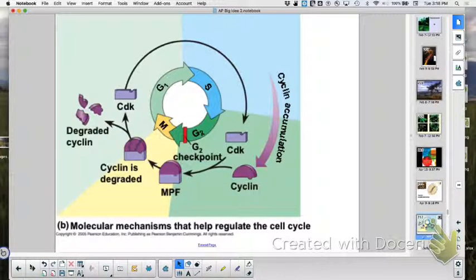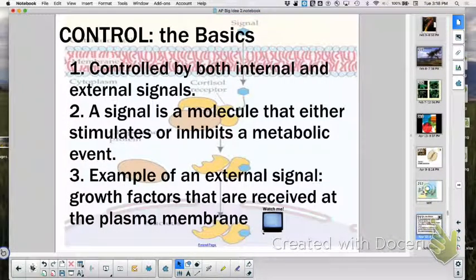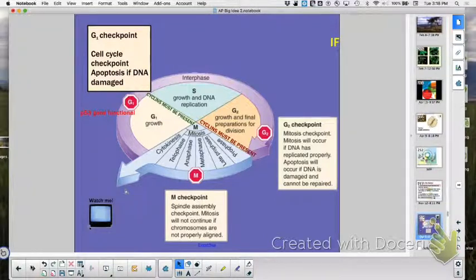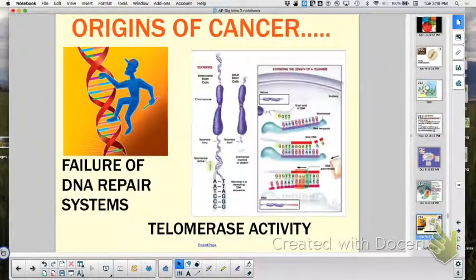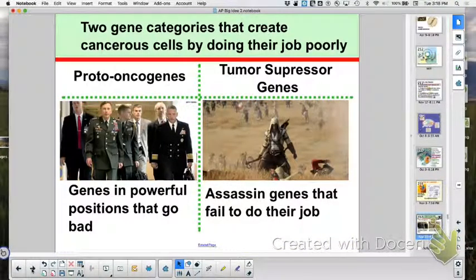Cyclins. Do you remember cyclins and kinases and how they need to be? Yeah, the cell cycle. Good. Did we review the cell cycle yet? Okay, good. Apoptosis, we did that. Telomerase activity, that's a good one on origins of cancers. Normally your chromosomes shorten every division, but if you have cancer, they're continuing to stay elongated. We talked about the two genes, proto-oncogenes and oncogenes.